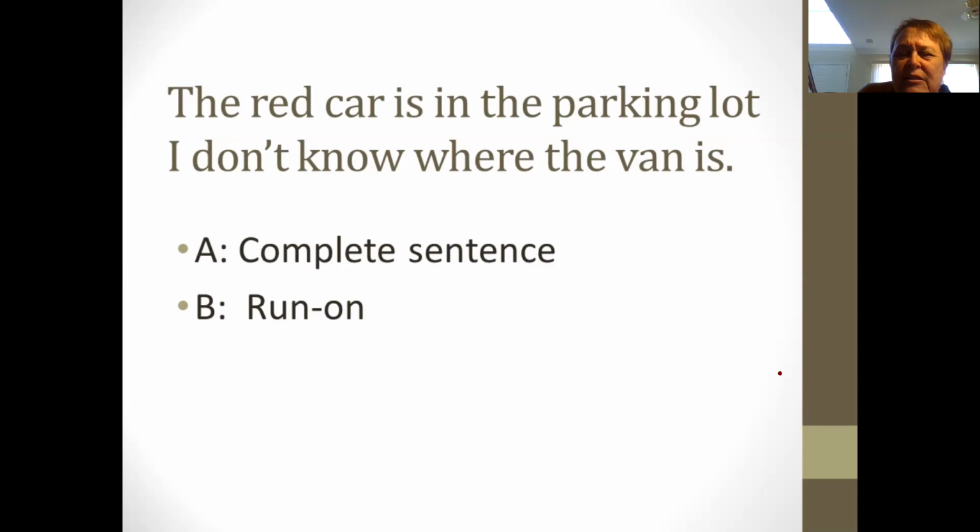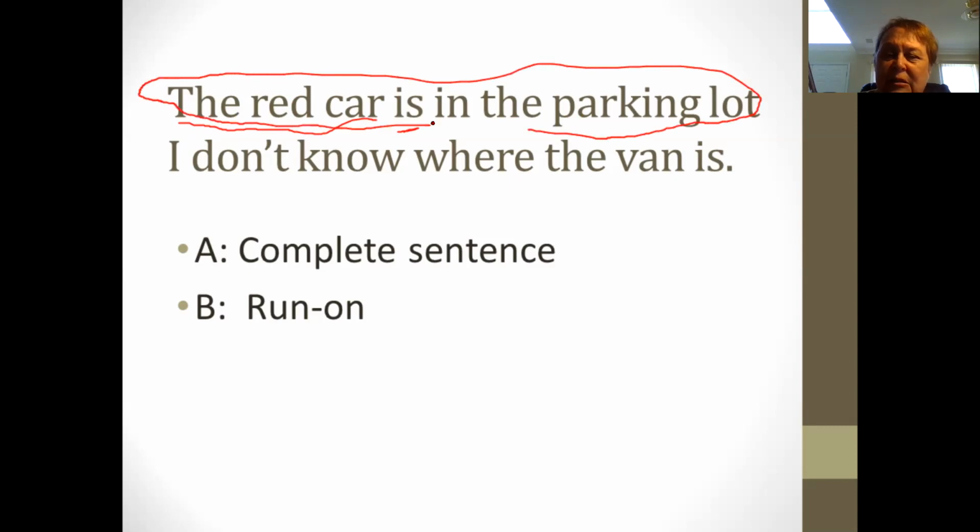Okay. Did you have time? Let's take a look. The red car is in the parking lot. I don't know where the van is. If you said B, it's a run-on. You are correct. Let's take a look. Can you see the red car is in the parking lot is our first independent clause? Can you see that? Red car is your subject. Verb is in the parking lot. So that's an independent clause.